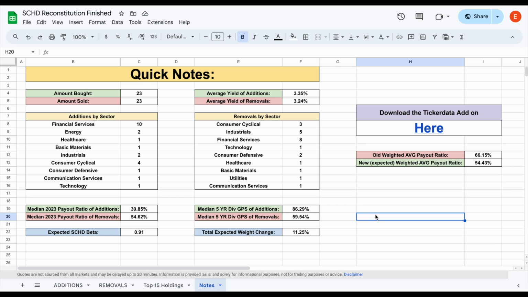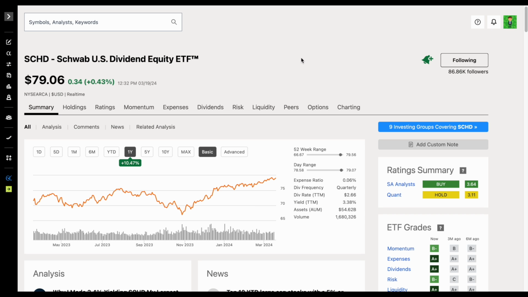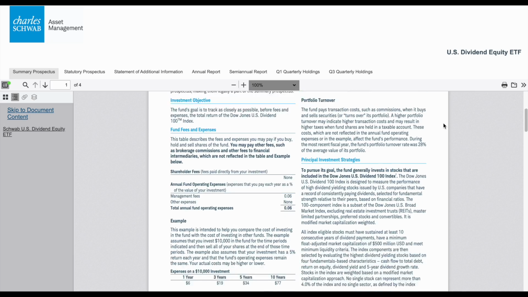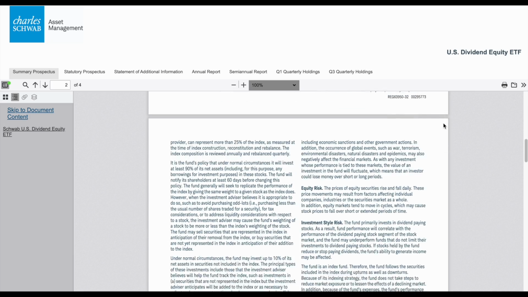So there you go. There is a breakdown of SCHD's 2024 Reconstitution. If you want to learn more about SCHD and how the fund operates, then I would highly suggest that you read the fund's prospectus. Anytime you consider investing into a new fund that you don't know much about, reading the prospectus can give you a lot of insight into the fund.